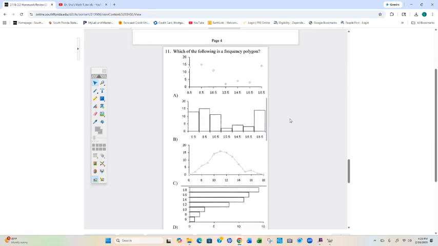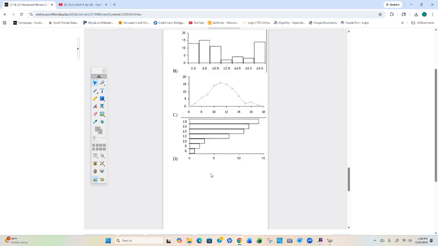Number 11, they're going to give you 4 choices for graphs here. Which is a frequency polygon? This graph is A, that one is dots. This is B, that one is vertical bars. This is C, that one is a line graph. This one is D, that one is a horizontal line graph. Okay, if you answered C, you are correct. Frequency polygon would be the line graph. And notice it is attached at the beginning and the end. They bring it back down to the x-axis.